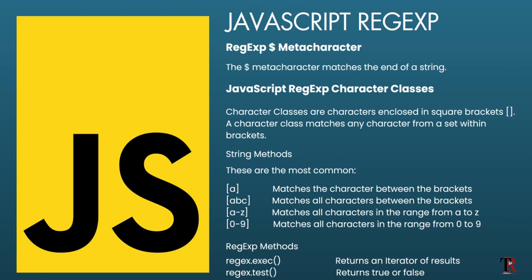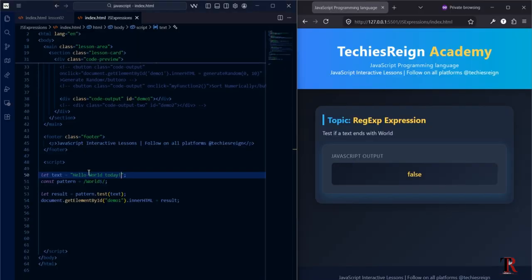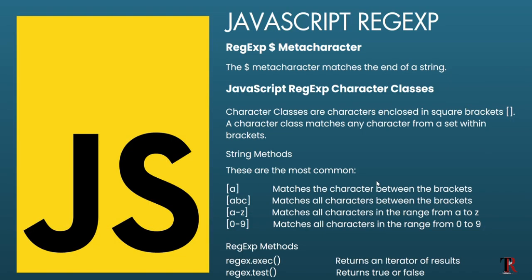Now you also see that there are some regex methods. When you want to test something, you make use of a regex method. The first one is regex.exec, which returns an iterator of results, and the second one is regex.test, which returns true or false. The second one is the one I just used, pattern.test. It returns a Boolean value of either true or false. So that is how regex.test works.